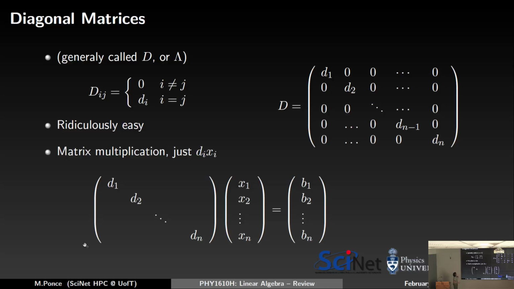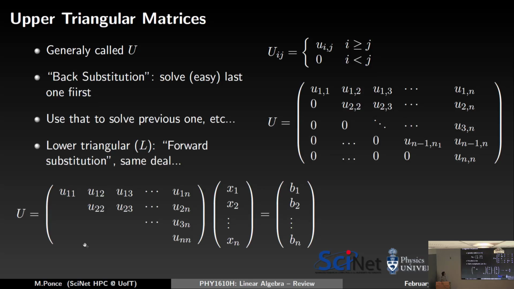So only the elements d_ij, where i is equal to j, are non-zero. And this is ridiculously easy, because the matrix multiplication just reduces to d1 x1 equal b1, d2 x2 equal b2, and so on. So in that case, the solution you can write straightforwardly: xi is equal to bi over di. Right? So those are the simple ones. If you get this kind of matrices, you win.